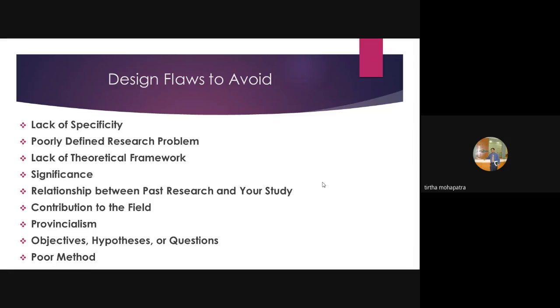Significance of your research, whether it has any significance or not? How you are relating your current study with the past research, that's also important. If it's not connected to the past research, or only it's expanding the theories of past research, it is of no use. You have to bring in some new suggestions also. Then contribution to the field, significance, relationship, and contribution to the field, these are the part of the outcome of your study.